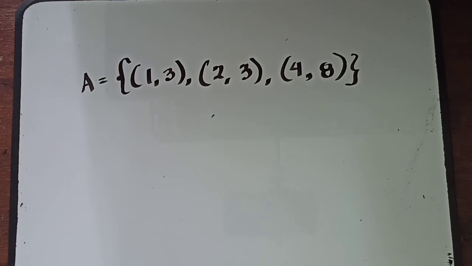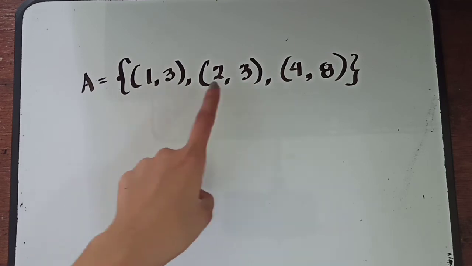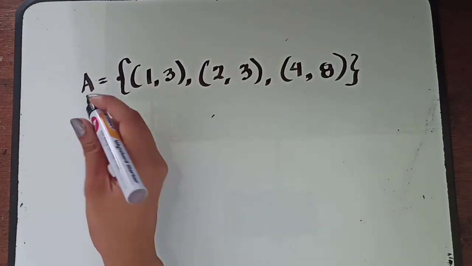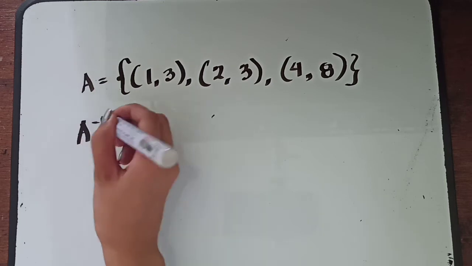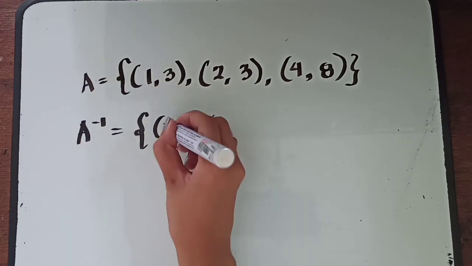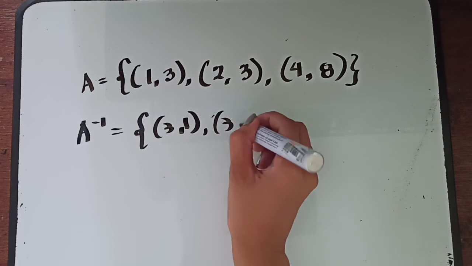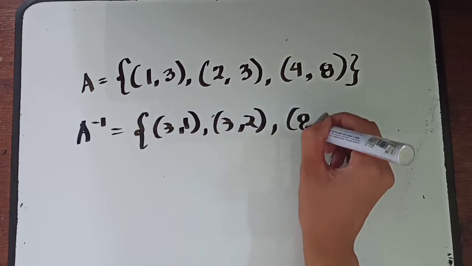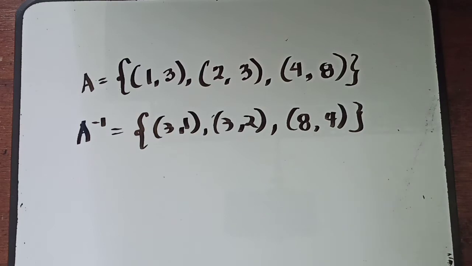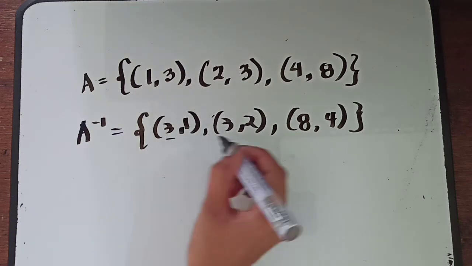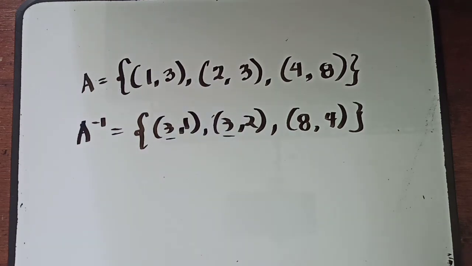Okay, so another example, if I have A is equal to (1, 3), (2, 3), and (4, 8), what will be the inverse of this given function? So this is a function, wala naman pong naulit na value ni x, and the inverse of A is equal to (3, 1), (3, 2), and (8, 4). So now, function pa rin ba yung nakuha nating inverse? Hindi na po. Kasi po, may naulit na pong value ni x.